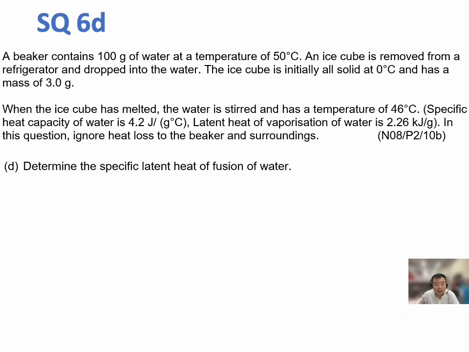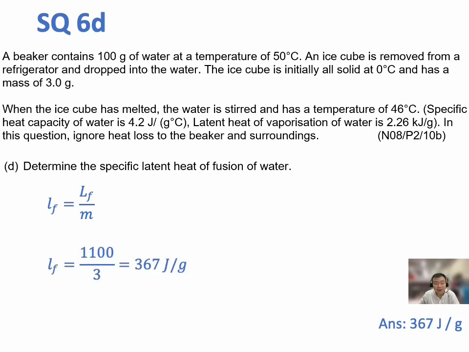Now in part D, with the latent heat of fusion found in part C, you are to find the specific version of this. So use the only equation for latent heat, which is over here. Plug in the mass value, and because you use a mass value in gram, that's why your answer for specific latent heat is joules per gram, and that's how you can get the answer.